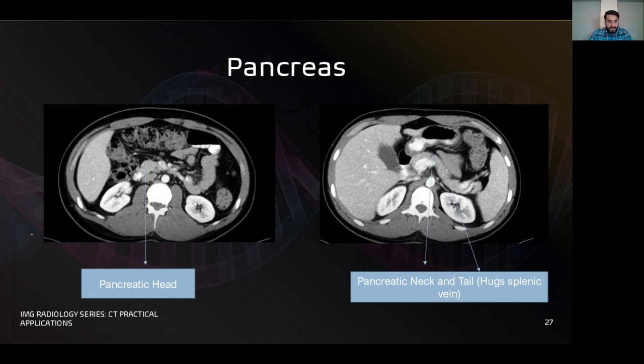So that's the pancreas here, and that's the head here, essentially. And these are your kidneys, that's your spleen, that's your liver, this is your gallbladder. We're going into the CBD right there.